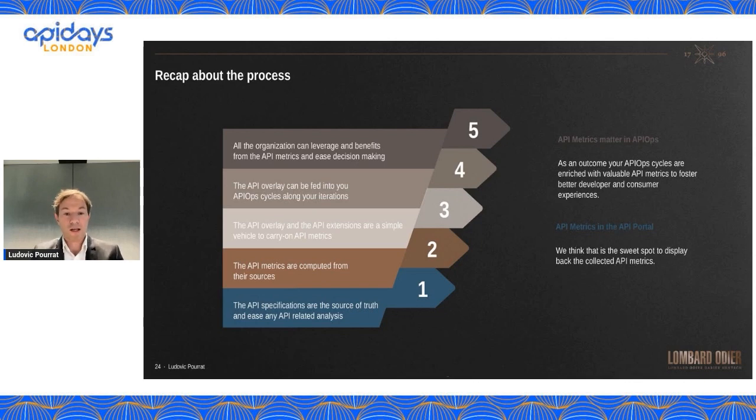If we recap the process, the API specification is the source of truth, and here's the way to compute the metrics against the various sources. Then the overlay is the placeholder to carry all the metrics. And that overlay can be fed back into your APIOps lifecycles along your iterations. At the end, the whole organization can benefit from all the metrics you've collected. And for us, we think that the sweet spot is to display that back in the portal and to recap that into the spec, because that's the one everyone understands and knows about.